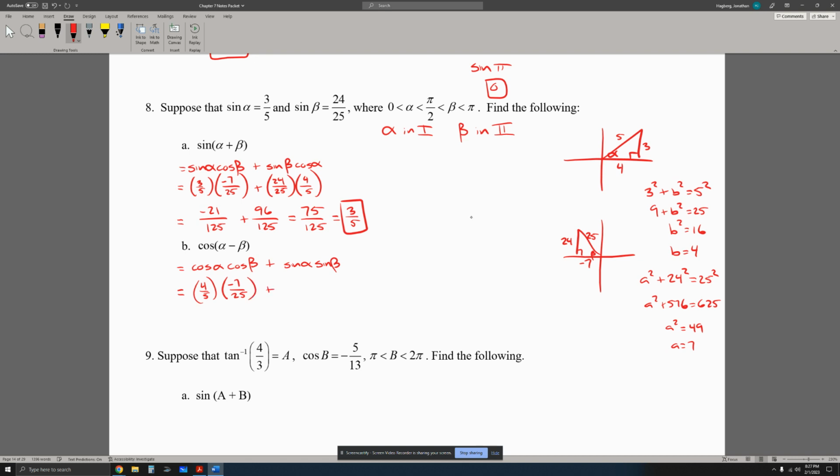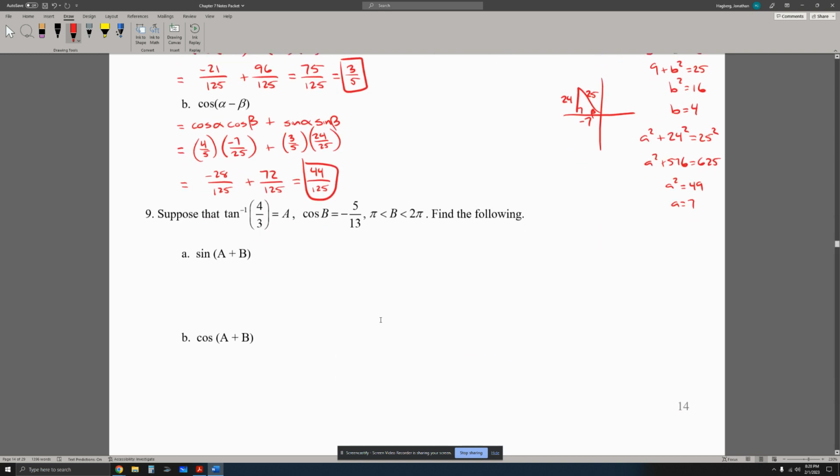And then the sine of alpha is equal to 3/5. That's also given. And then sine of beta was also given, so 24/25. All right, so multiplying this out, we get negative 28 over 125 plus 72 over 125. So finding this sum, we get 44/125. And that can't be reduced.